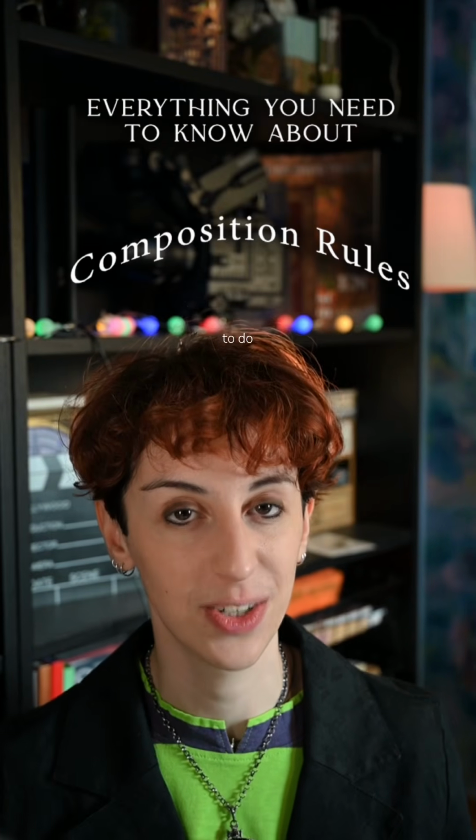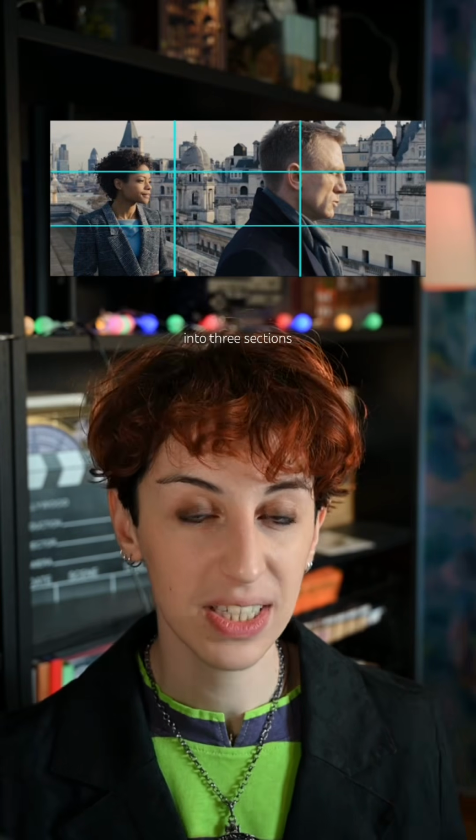What are the famous compositional rules and what are they actually trying to do? The most famous one is the rule of thirds. This is when you put a 3x3 grid on top of your image. You divide the frame into 3 sections horizontally and vertically, and the idea is that the subject often feels more dynamic when it sits near one of those lines, or intersections, instead of directly in the center.